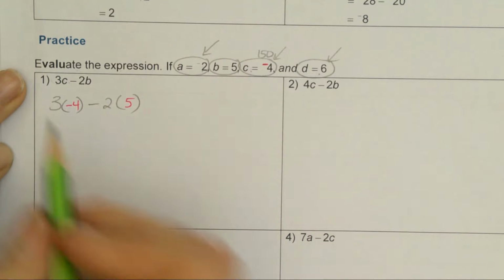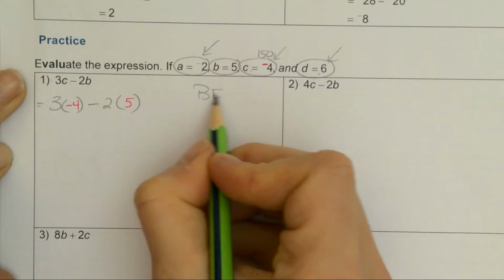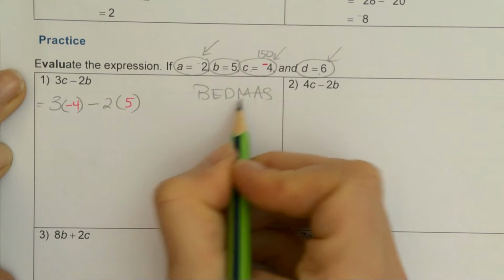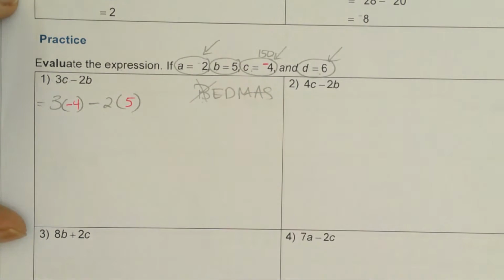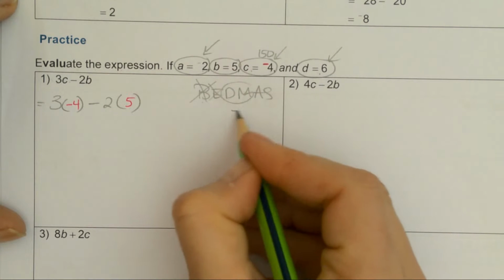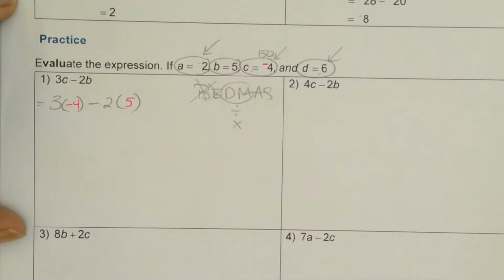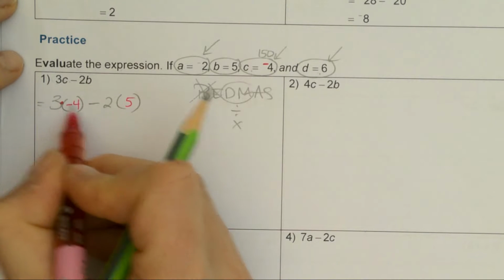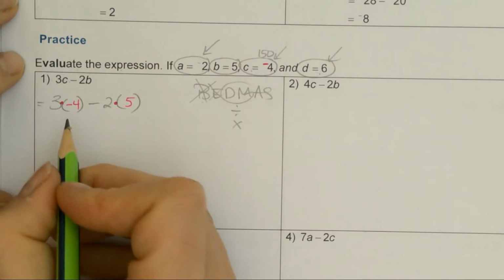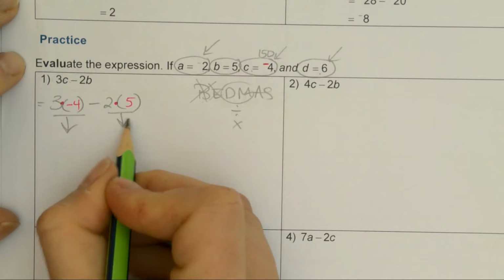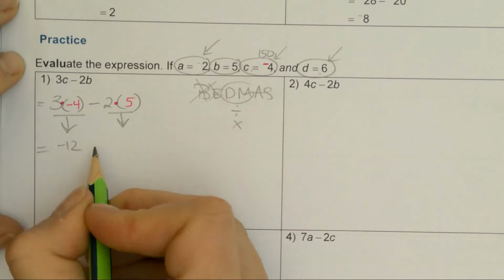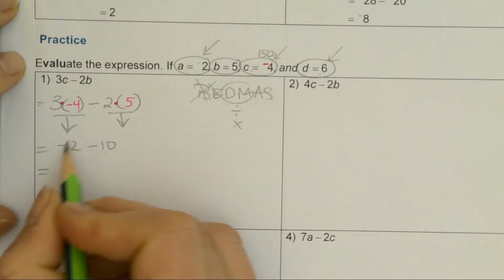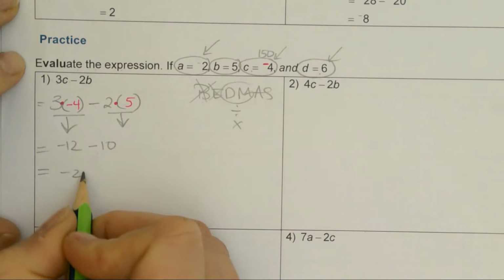So I need to use my BEDMAS rules. Do I have brackets? Yes. Can I do anything inside my brackets? Nope. Do I have any exponents? Nope. Do I have divide and multiply? I don't see any, but between the number and the bracket, there's a multiply. So I'm going to do my multiply. 3 times -4 is -12. -2 times 5 is -10. So now I lose 12 and I lose 10, I lose 22.